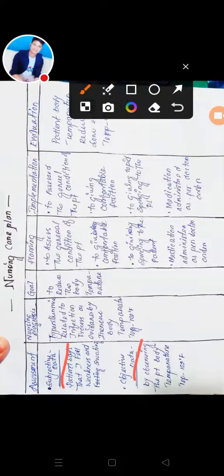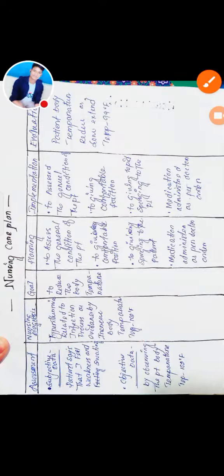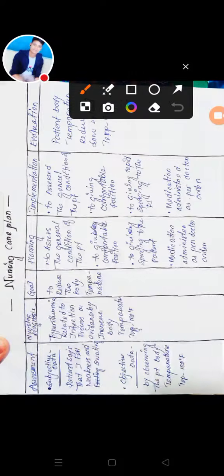Objective data is what you observe. After the patient complains, you go to the patient's side and observe with your eyes, and what you observe, you write as objective data. I hope it is clear. If you have any doubt, you can tell me and I'll explain again. Now I am going to the next step, which is the nursing diagnosis.